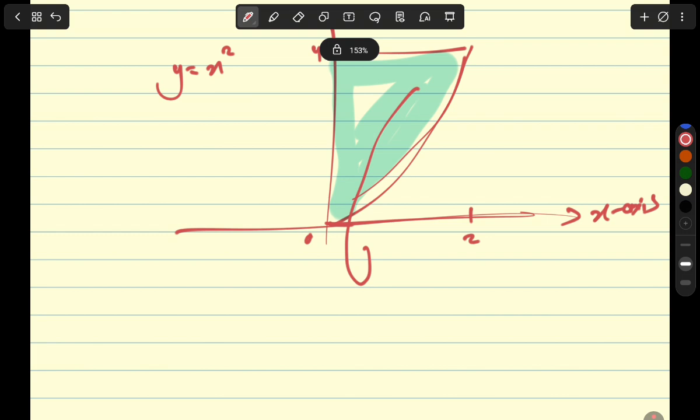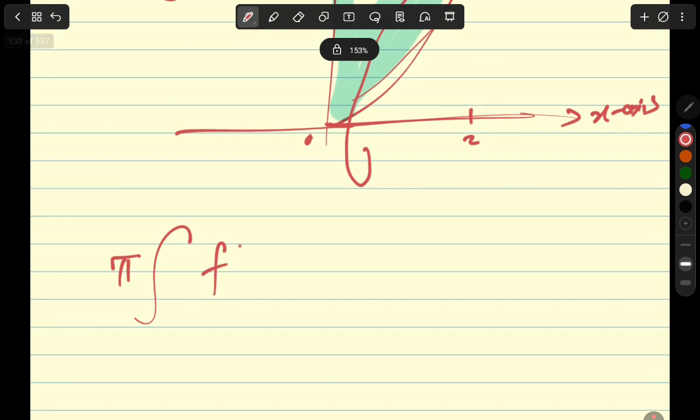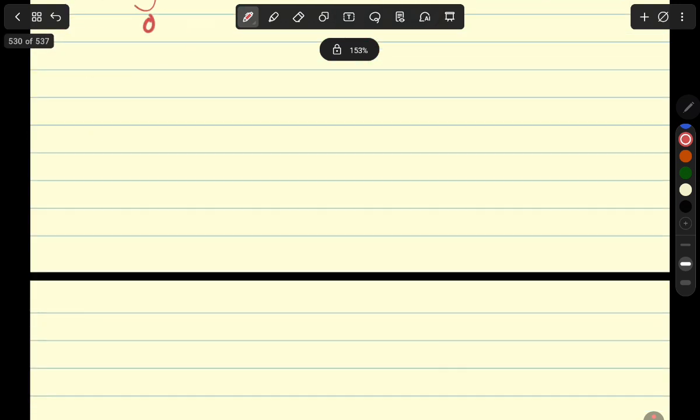Now in the volume formula, a lot of the students ask why do you put a pi here in the function? So this is the way that you do it. You're going to put the limits 0 and 2, you're going to square the function, and then you integrate it, and then you put a pi. And students are going to ask where does this pi come from? Now look here.